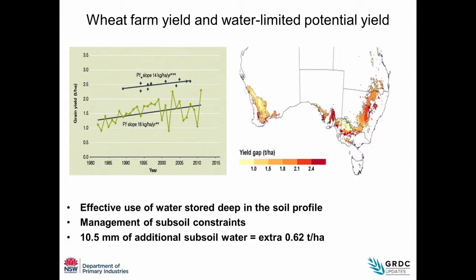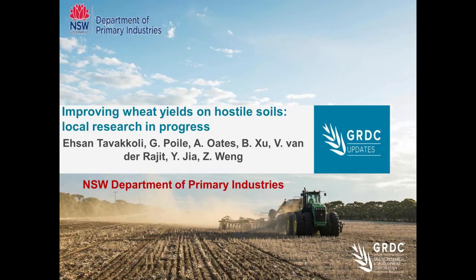So effective use of water stored in deep soil water is one of the keys to close that gap. And some calculations show that an additional 10.5 mils of water during spring, if the plant has access to that, is equal to 0.6 tons per hectare of extra grain yield. So that sets up why it's important to manage the subsoil constraints if it is manageable.